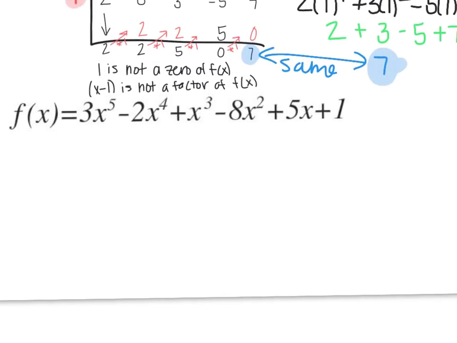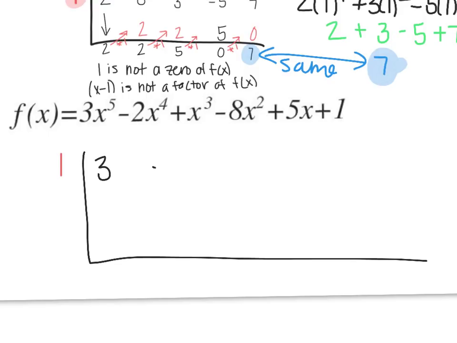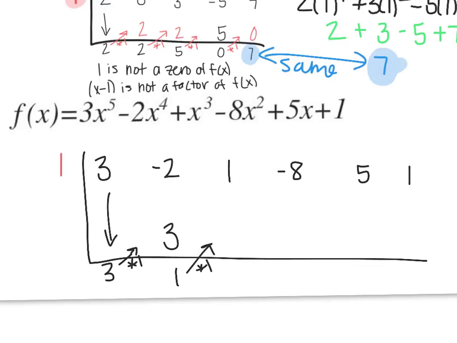So we're going to synthetically divide again by 1. So 1 on the outside. On the inside, 3, negative 2, 1, negative 8, 5, and 1. Drop down my 3, multiply by 1. 3 times 1 is 3. Negative 2 plus 3 is 1. Multiply by 1. 1 times 1 is 1. 1 plus 1 is 2.